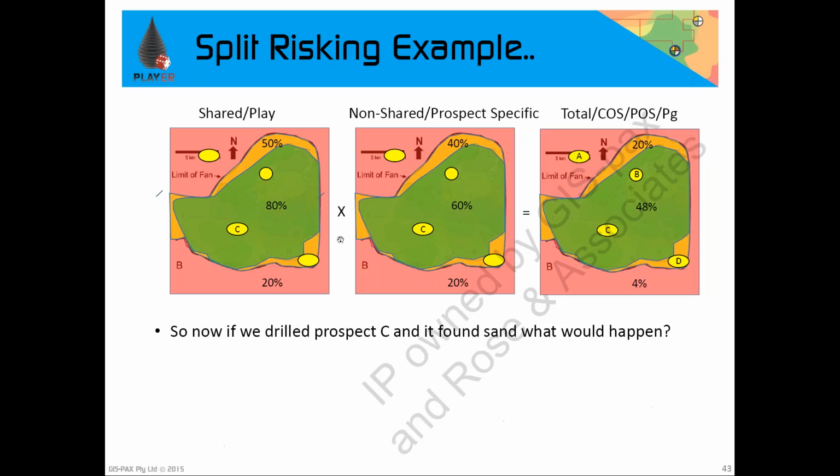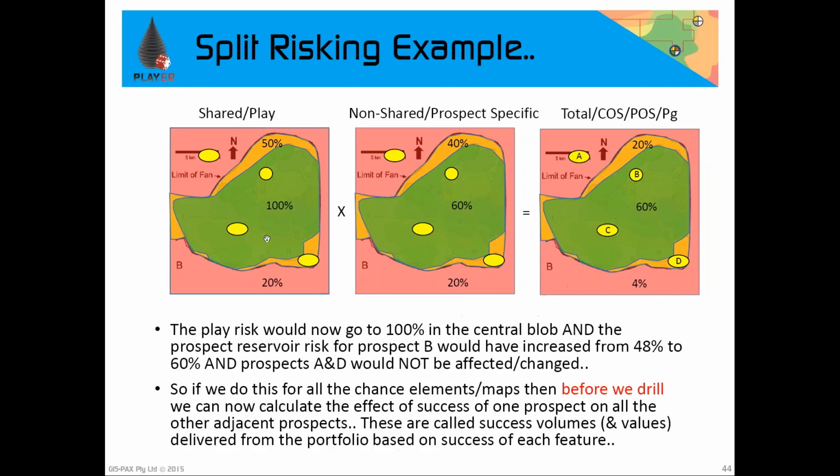So if I now come and drill prospect C, this one here, and I found sand, then I now have proven reservoir in this polygon. It's present somewhere in that polygon. My repeatability hasn't changed unless I've shot new seismic or done some reprocessing. So now my overall prospect risk, my average prospect risk, has gone up to 60.